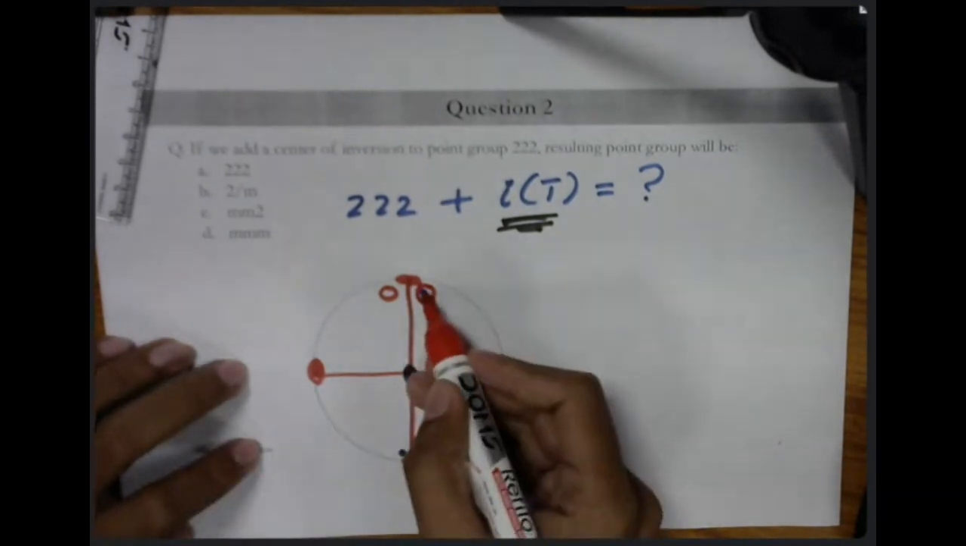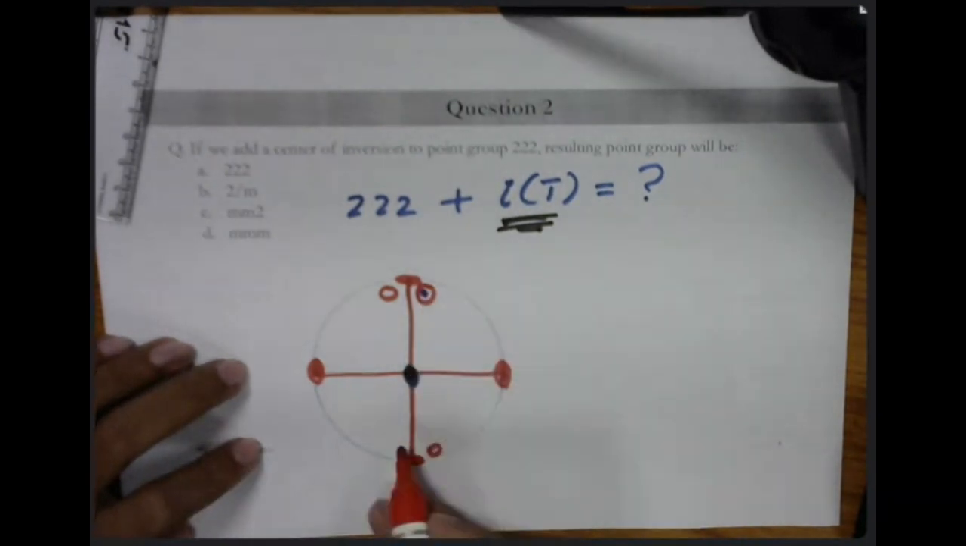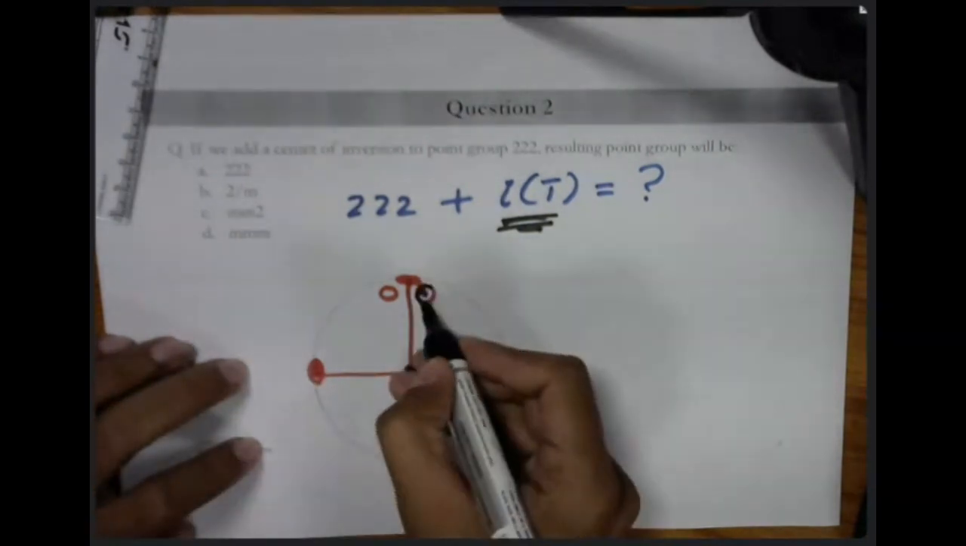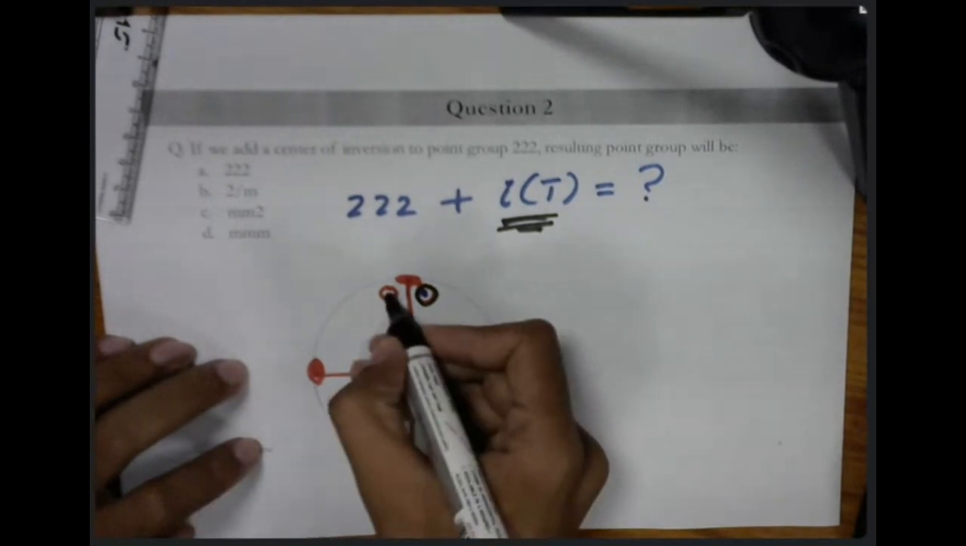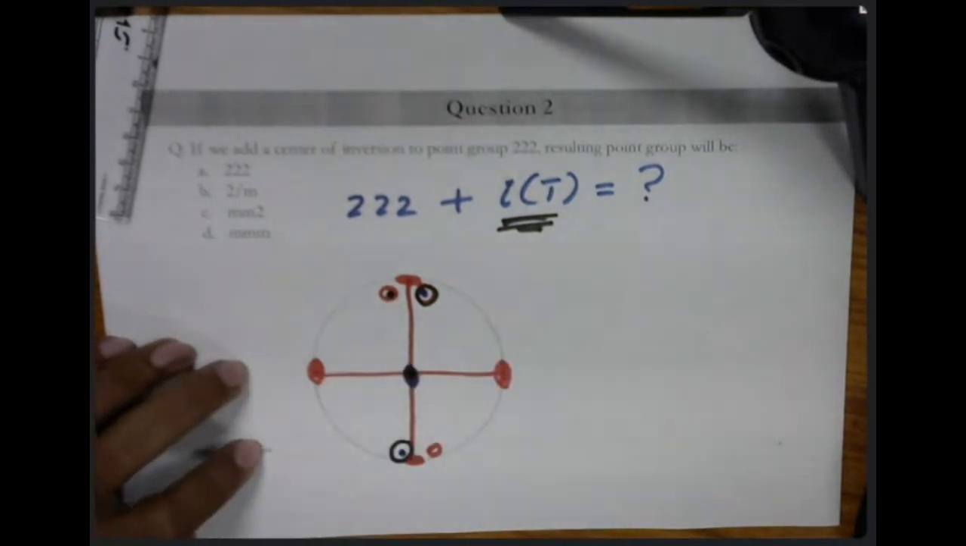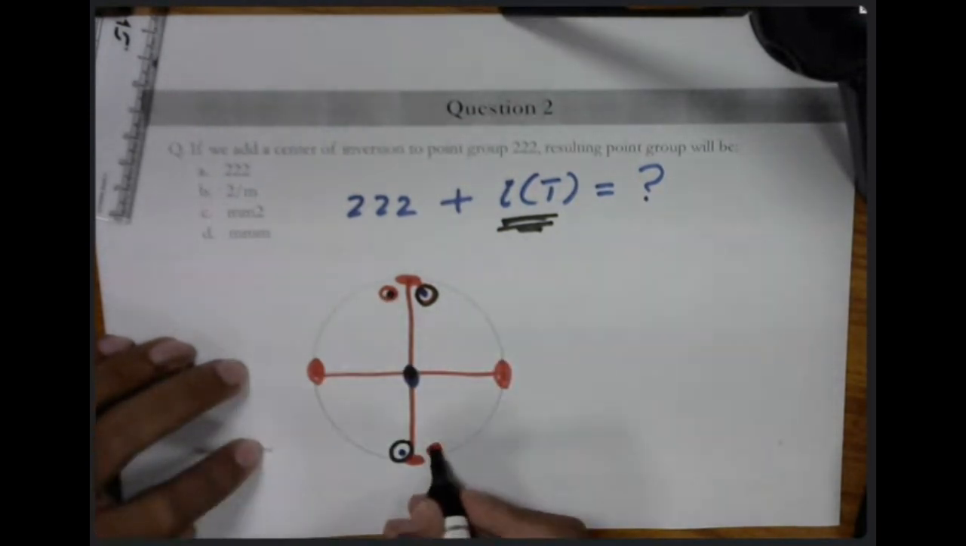This point, which was below, the blue one, will be reflected over here. I should use a black color only. This red point, which was below, will be reflected back over here, and it will go above. And this is what we will get.